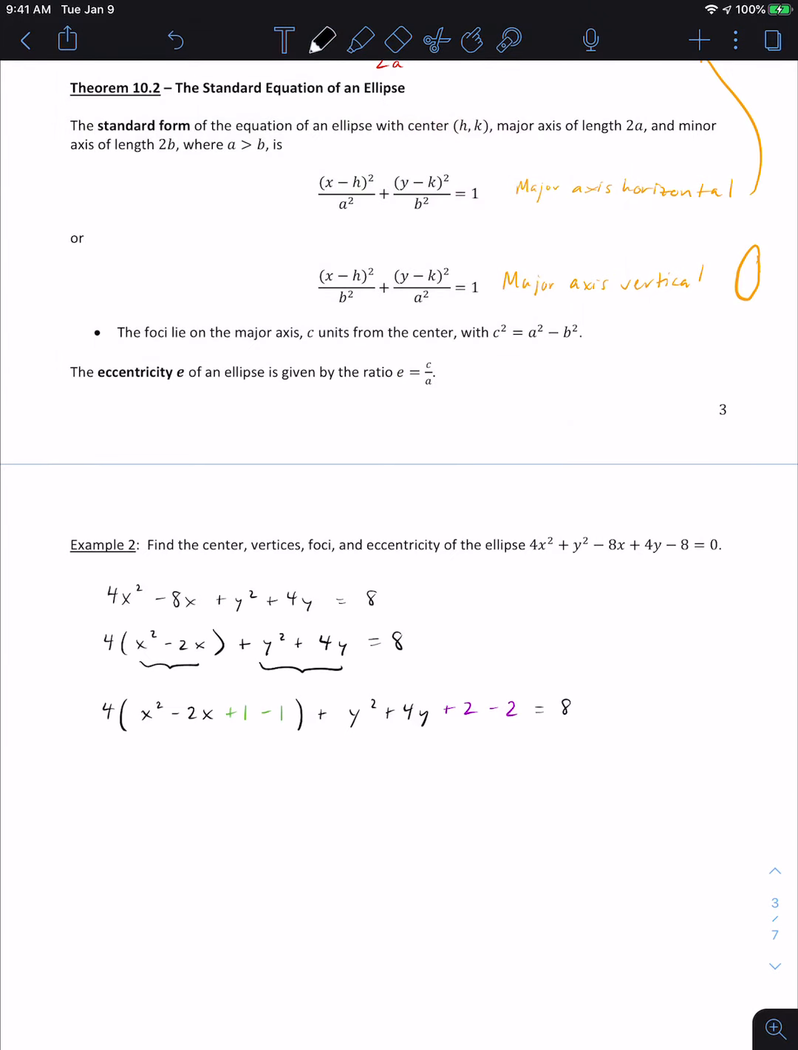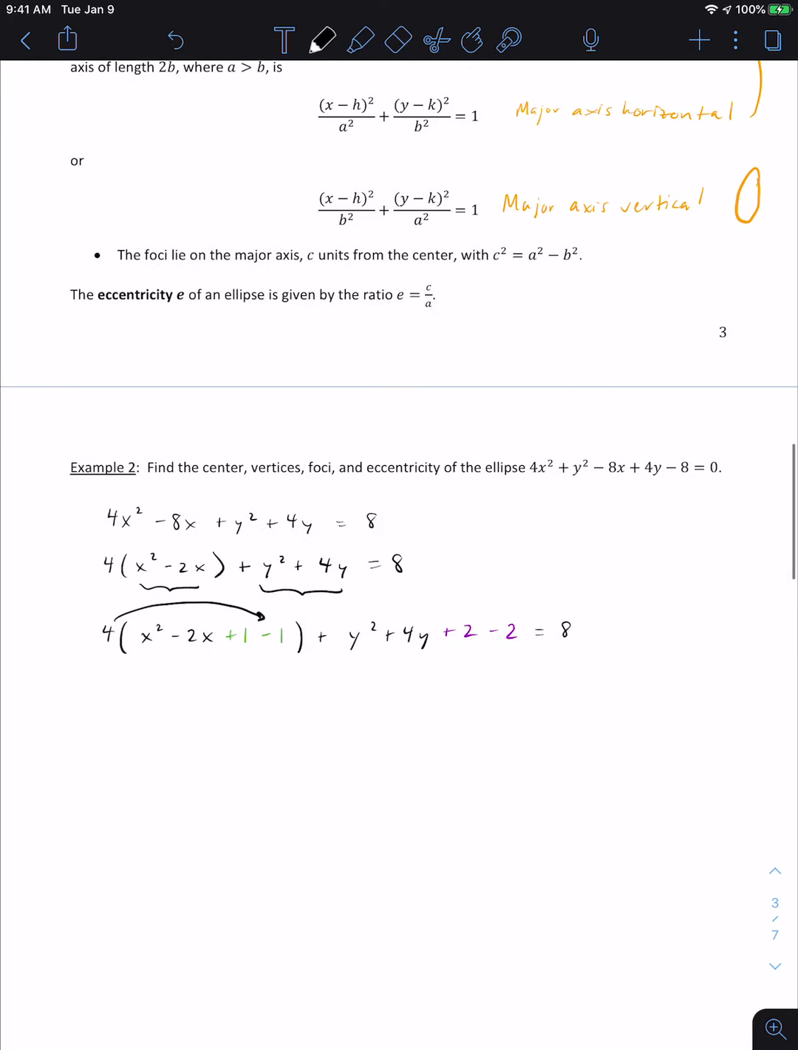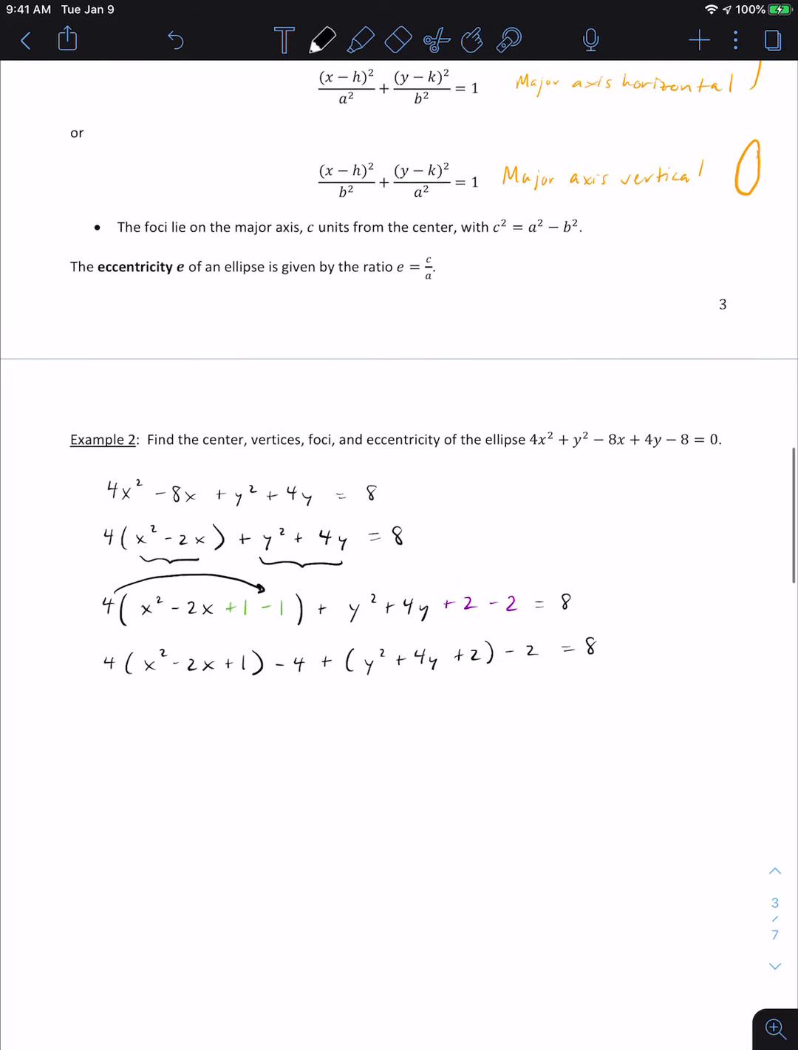Right? So now I need to get rid of this pesky negative 1, but in order to do that, I have to distribute the 4. So 4 times x squared minus 2x plus 1, and then if I distribute that 4 to that last term, I get minus 4 plus, and then I'm just going to put parentheses around the y squared plus 4y plus 2, just to remember that those three terms are grouped together because that's what I'm going to use to complete the square. Right? So now this is a complete square and this is a complete square.